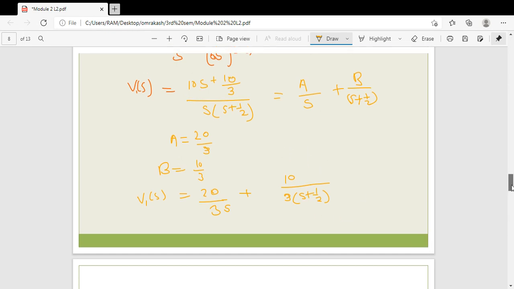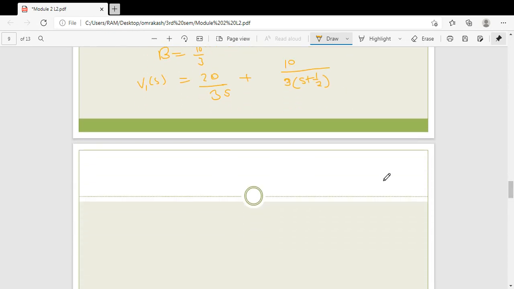Now you need to take the Laplace inverse transform. When you take the Laplace inverse transform, you can find this V1 of t is nothing but your 20 by 3 plus 10 by 3 e to the power of minus t by 2, okay, for unit step input, right? u(t) for t greater than or equal to 0.